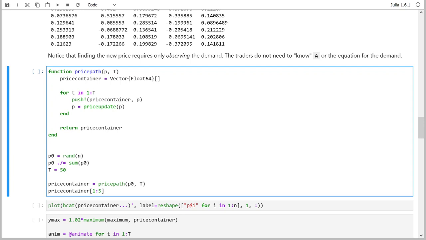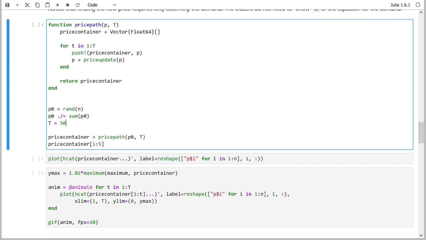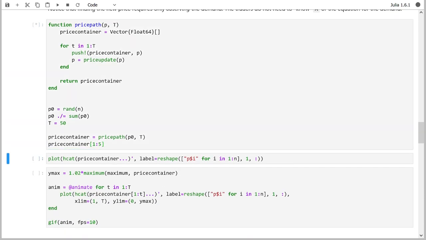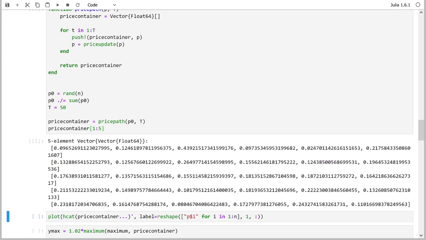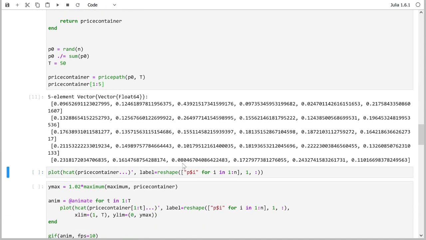So I'm going to go ahead and calculate an initial price, which is just completely randomly generated. And then we're going to do 50 iterations of this tâtonnement price update. And we're going to see what kinds of prices we end up with. Here I've just shown you the first 5 elements of the price container vector, but as you can see, each essentially column here corresponds to one good. So here is a good that was overpriced, right, and it appears to be decreasing in price over time, whereas here's one that increased a little bit and then went down. So we can see all sorts of dynamics emerging here.